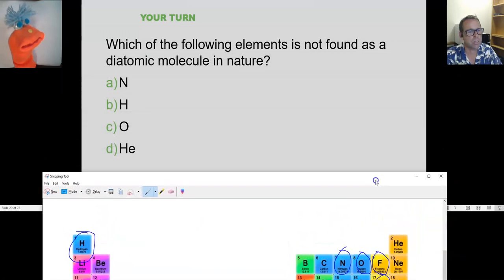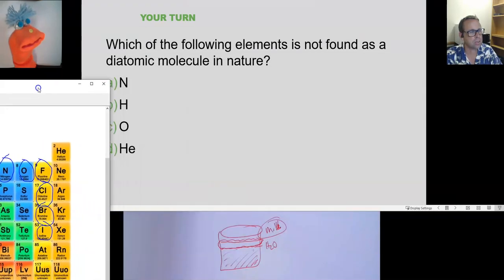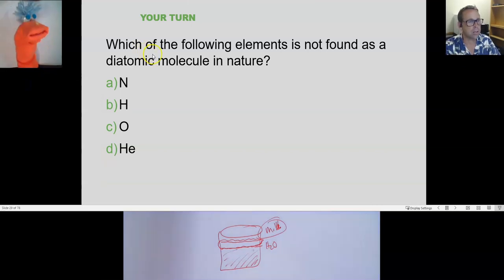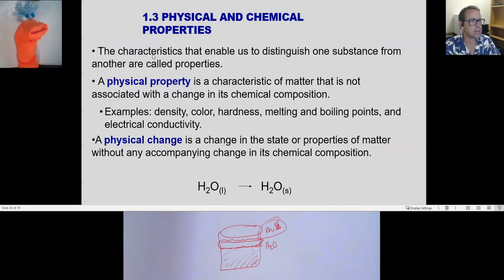Okay, so which one is not in our list right here? He. What is He? That's helium. Okay, yeah, helium. Very good. Is not diatomic in nature. Okay, excellent. That's a good place to stop. Good job, Fred. Well, thank you.